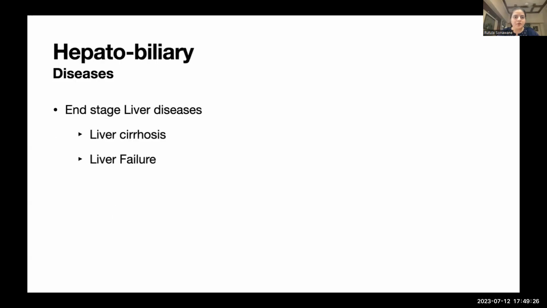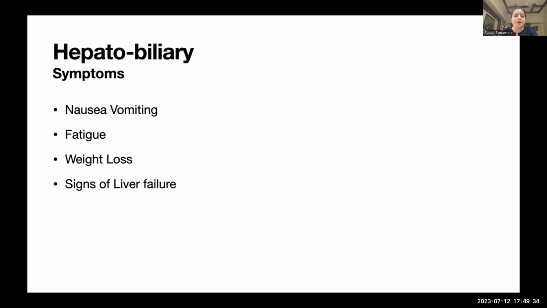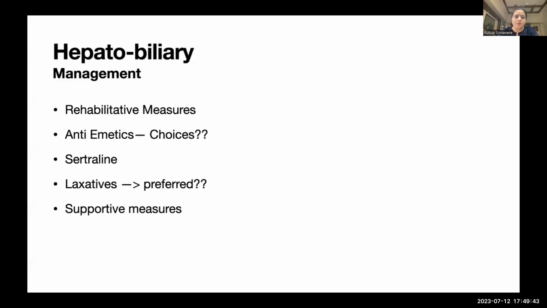Okay, so coming to the hepatobiliary, basically we have your end-stage liver diseases. It might be because of cirrhosis or permanent liver failure. The commonest symptoms here would be nausea, vomiting, fatigue, weight loss, and all the signs of liver failure that you have. Now, rehabilitative measures, again, we have said.